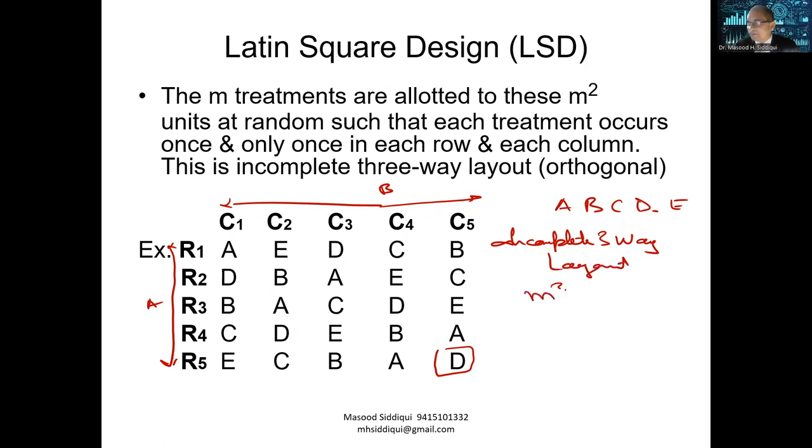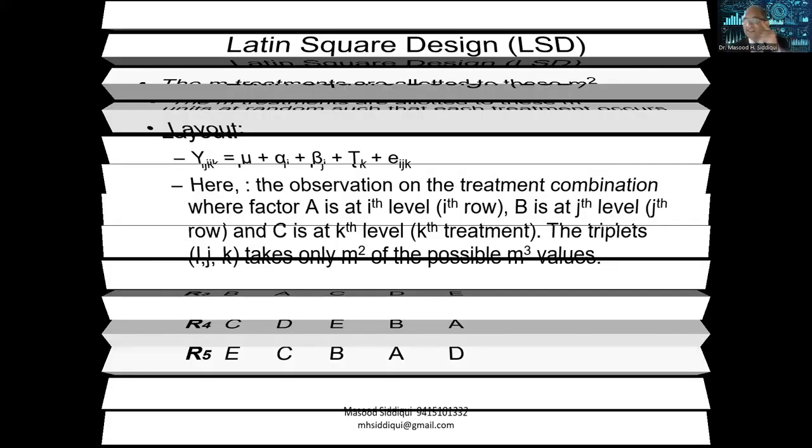So instead of M cube observations, we use M square observations, along with the condition that the number of treatments equals the number of rows equals the number of columns, and each treatment is repeated once and only once in each row and each column. Here the allocation is orthogonal in nature. So this is the Latin square research design.